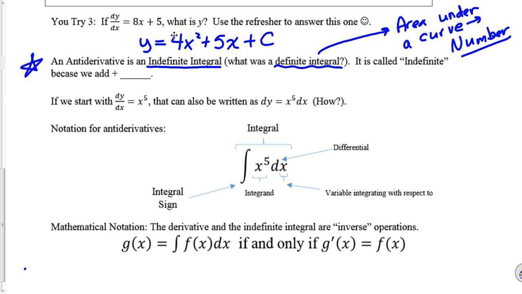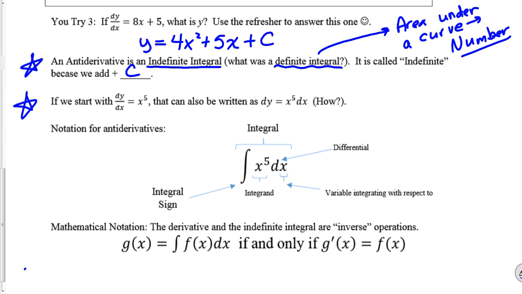This antiderivative is called an indefinite integral because we add that plus c. So I'm getting a function and I don't know what specific function it is. It's a general solution because it fits a family of solutions. So let's look now right here.